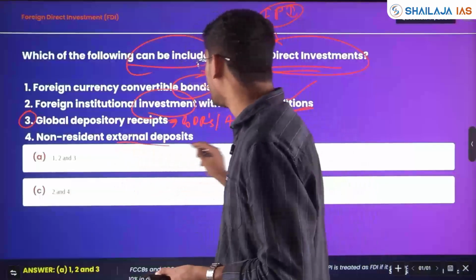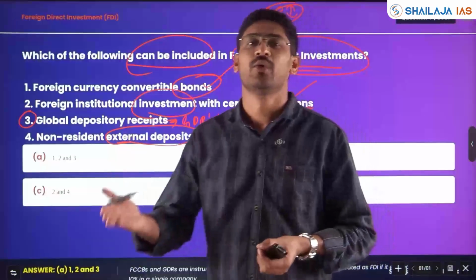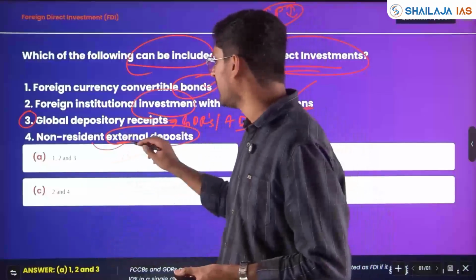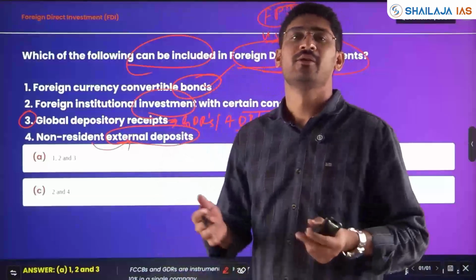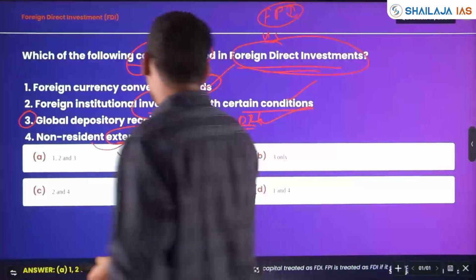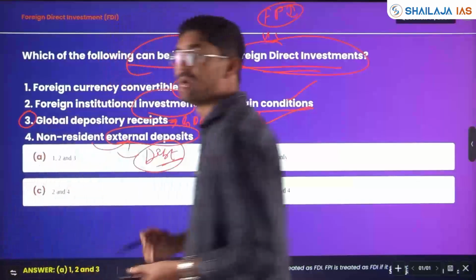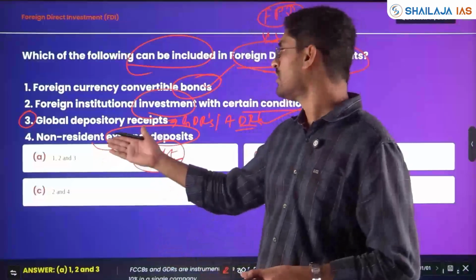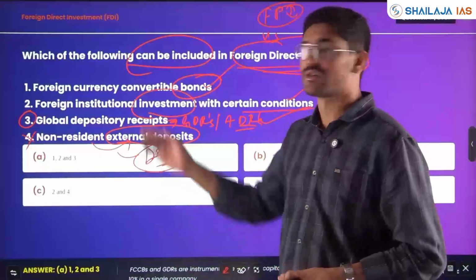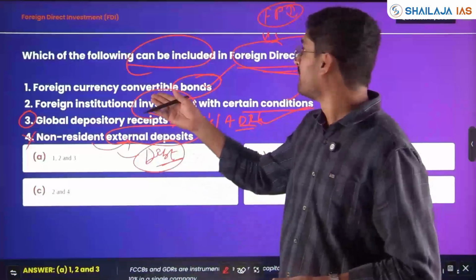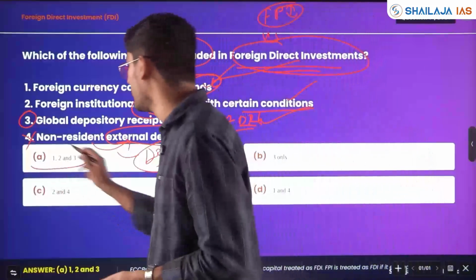Non-residential external deposits. That is NRIs, non-residential Indians who are putting their money, deposits in Indian banks or RBI. Will it be considered foreign direct investment? No. It will be a debt or liability for RBI because it has to give back this amount to the NRI. Statement 4 is wrong. All other 3 are correct because these are coming as investments and bonds which are acting as FDIs. So A, 1, 2, 3.